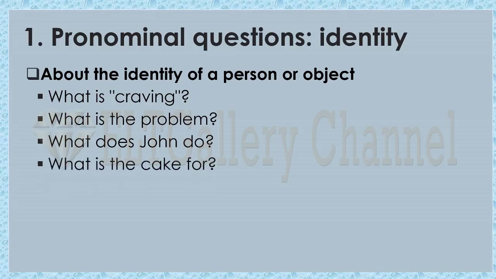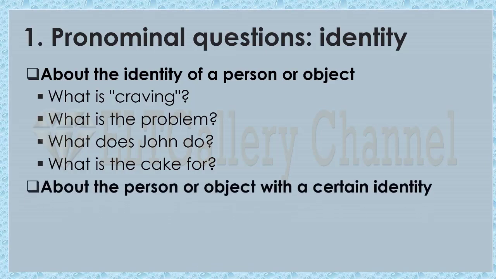What is the cake for? This is also a kind of identity. The cake is for my birthday. The cake is for your birthday. So here we have a question about identity. You have what, and then is, and then you have the object. What is the problem? The problem is... Then it's about the person or object with a certain identity.